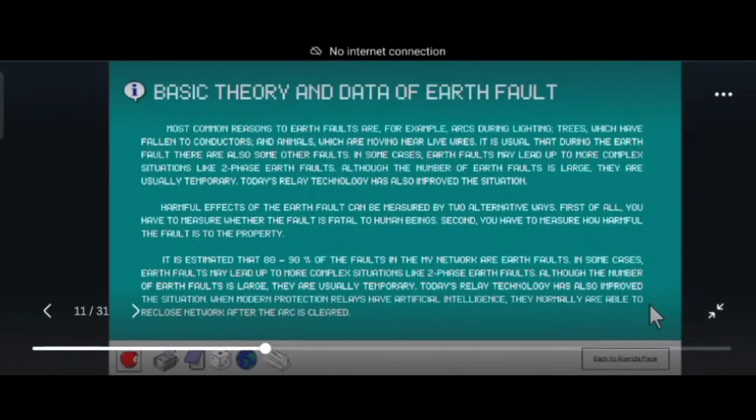In some cases, earth faults may lead to more complex situations, like two-phase earth fault. Although the number of earth faults is large, they are usually temporary. Today's relay technology has also improved the situation. Modern protection relays have artificial intelligence, and they are normally able to reclose the network after the arc is cleared.